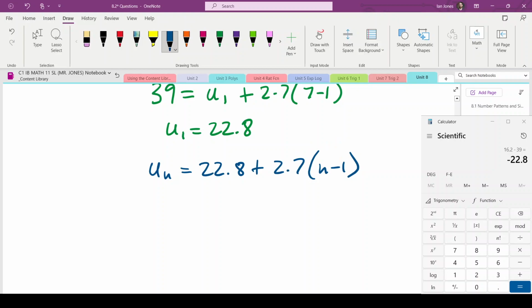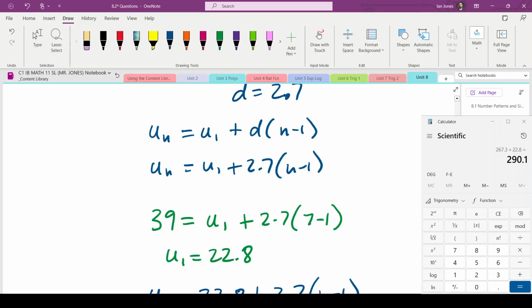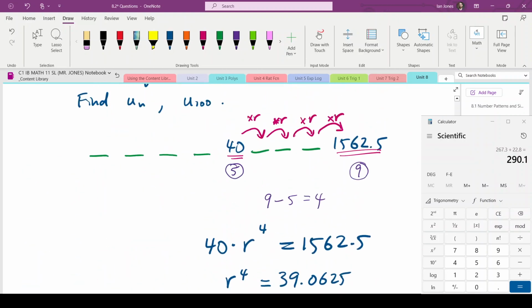So now I can answer, well, what is term 100? Well, we just go 22.8 plus 2.7 times 100 minus 1 and bring up the calculator. 100 minus 1 is obviously 99, so 99 times 2.7. There we have it. We add on our 22.8, and it's 290.1, okay? So here we have 290.1. Okay, so there's two examples. Hopefully you find this helpful.